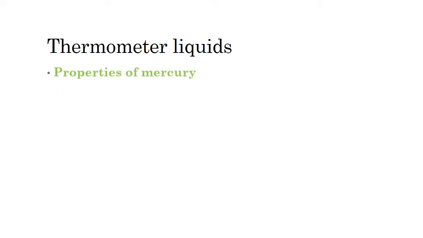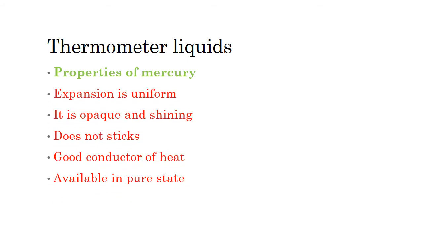First, why do we take mercury instead of water in a thermometer? In a thermometer, we use mercury. Why should we use it? Because the expansion is uniform. When you heat the mercury at one place, it expands equally in all directions, uniformly. And also it is opaque, light will not pass through it, and it reflects the light, that's why it shines more.